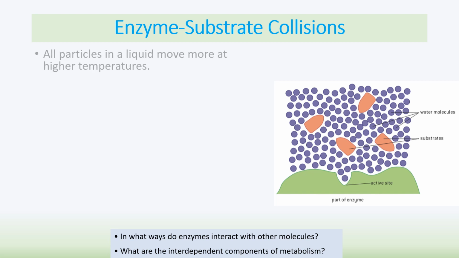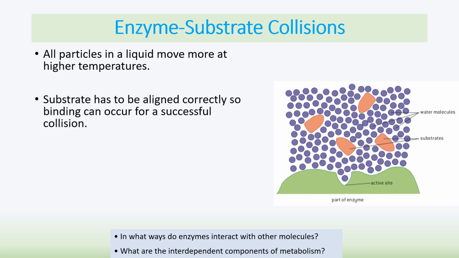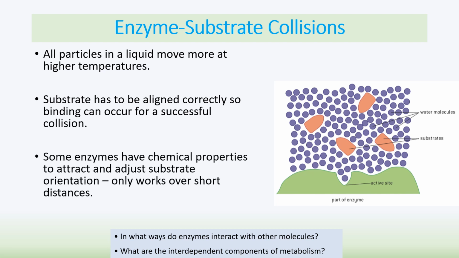Collisions can obviously be affected by a number of things, but mainly temperature. Here you can see some substrates moving around, the orange ones being the substrates. This is the enzyme here in green, and when they collide, they will form enzyme substrate complexes. All particles in a liquid will move more at higher temperatures. Substrates have to be aligned correctly to get a successful collision. Some enzymes will attract the substrate and adjust their orientation to help them combine and form enzyme substrate complexes, but this only works over shorter distances.